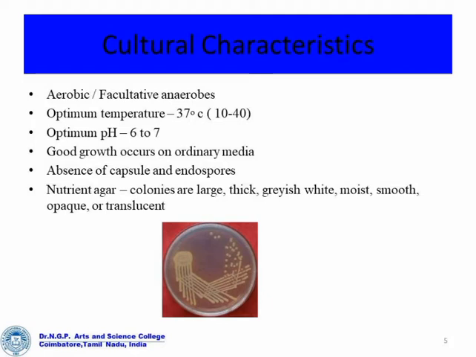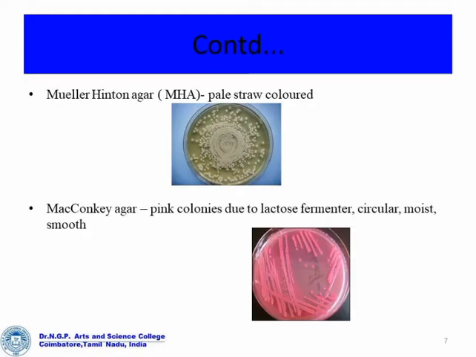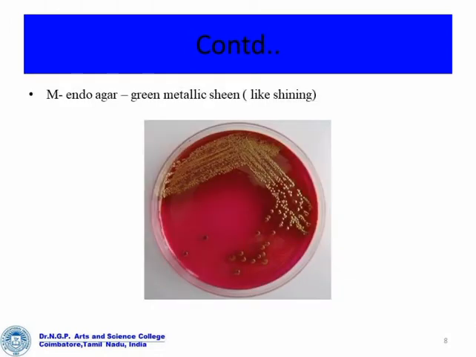In nutrient agar, the colonies are large, thick, grayish white, moist, smooth, opaque or translucent. In blood agar, it is big, circular, gray, and moist. It has beta hemolytic colonies. In violet red bile agar, red colonies are formed. In Mueller Hinton agar, pale straw colored colonies are formed. In MacConkey agar, pink colonies due to lactose fermentation, and it is circular, moist and smooth. In Endo agar, it has a green metallic sheen.